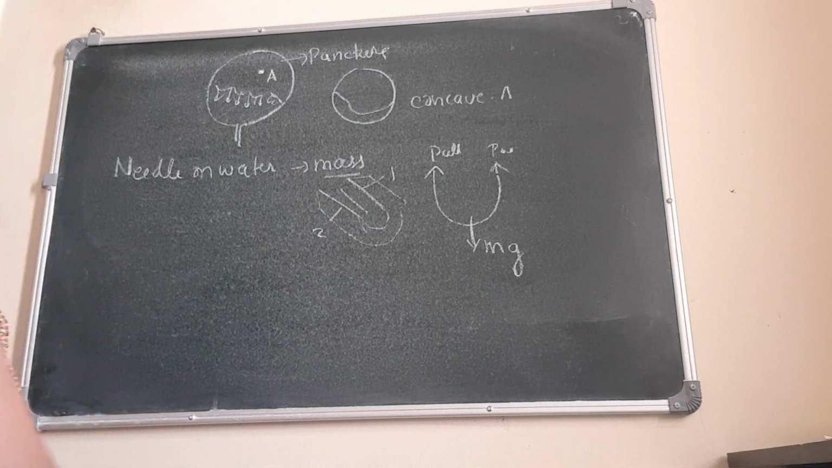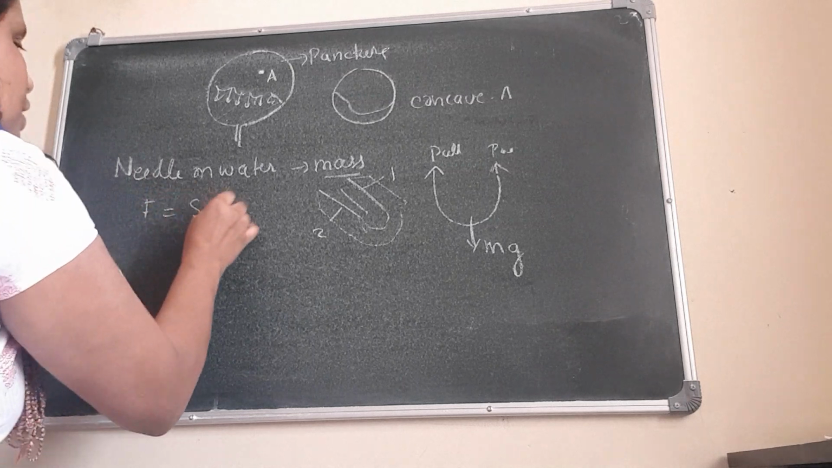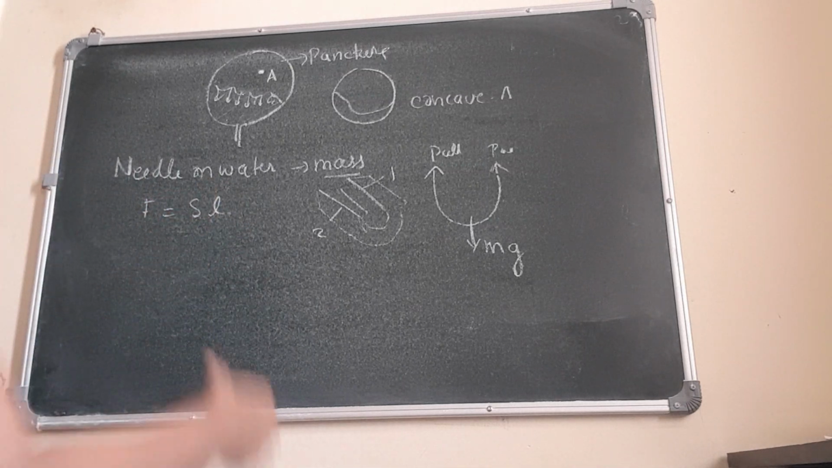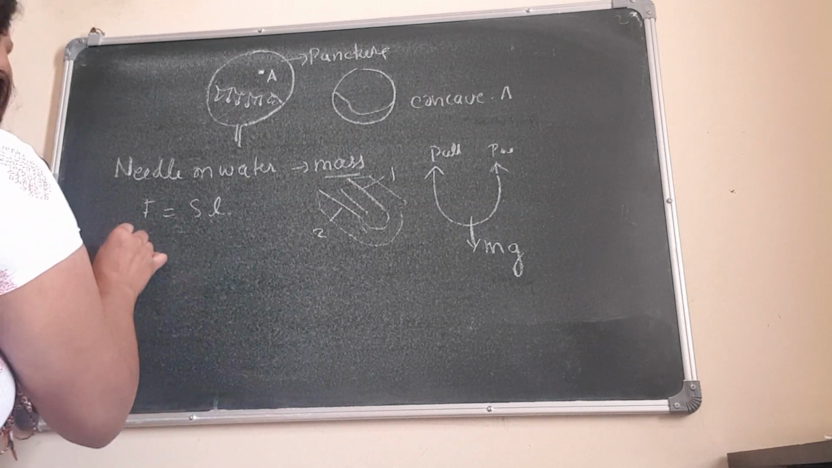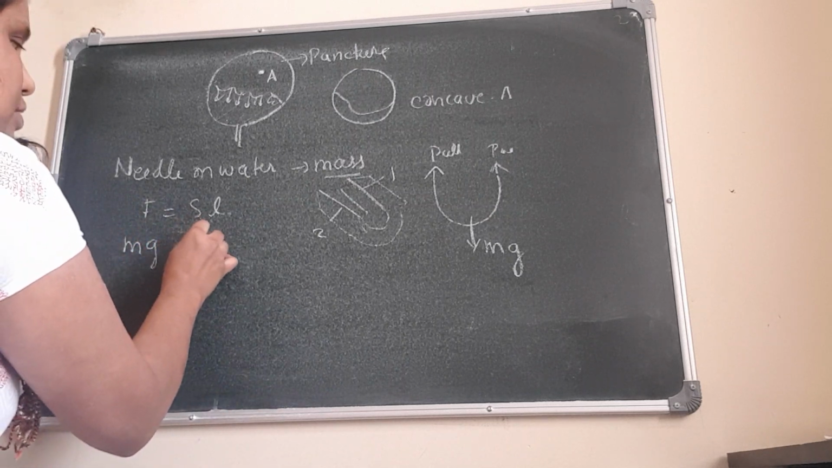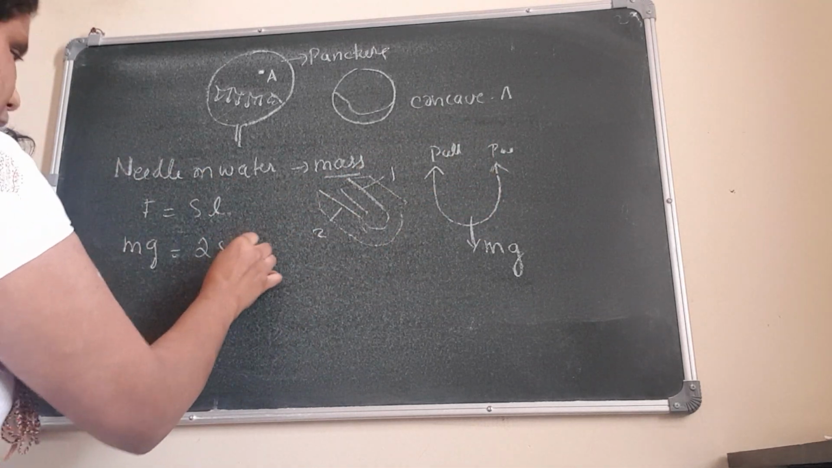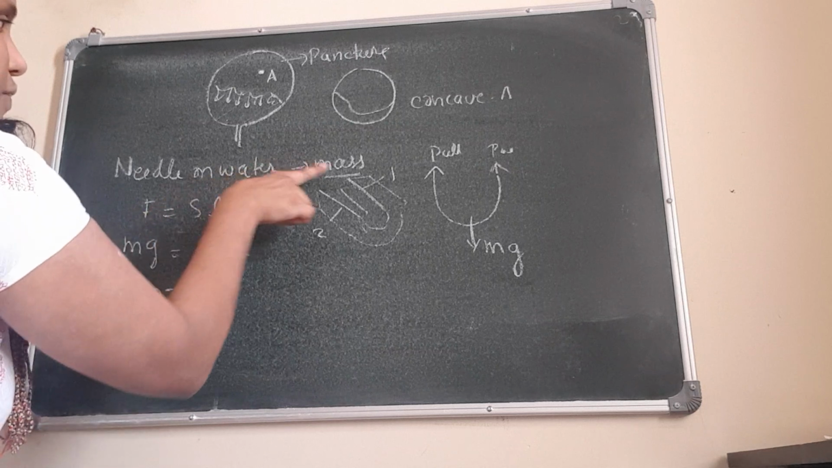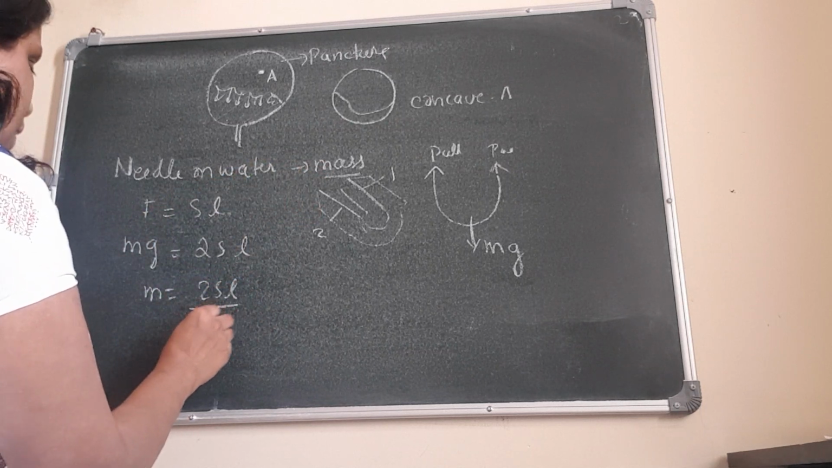Now, remember we had discussed this. What is the force? Force is S into L. The force with which it is getting pulled is nothing but S into L, and the force is mg here. S becomes 2S because I have two surfaces, 1 and 2, so 2S into L. So what will be m? Because they have asked me the mass, m = 2 into S into L by g.